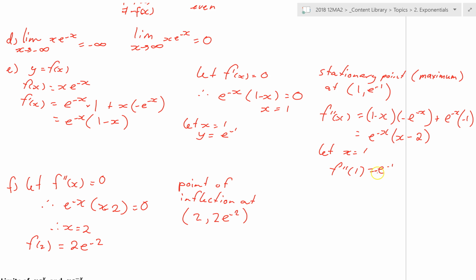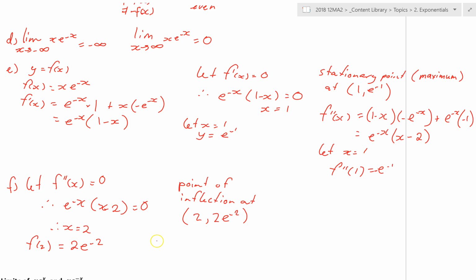I know it's negative there. So I know that it has gone from being concave down, and then I've got a point of inflection. If I were to substitute in something like 3 into this, what happens? I get e to the negative 3 times (3 minus 2), that's 1. I would get e to the negative 3, which is positive.